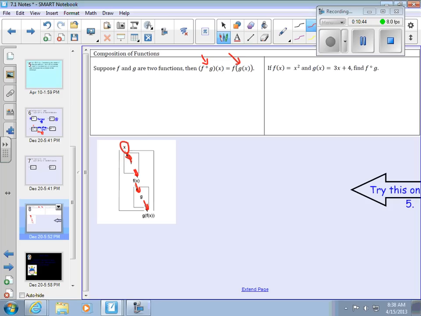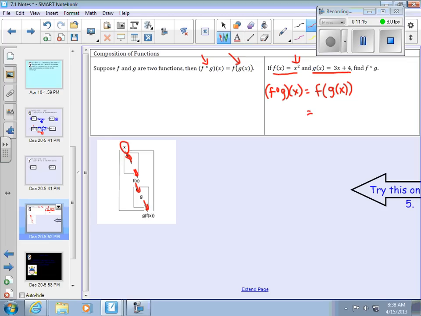They give us two functions, f of x equals x squared, g of x equals 3x plus 4. They want us to find what is f composed with g. So what this means, f composed with g at x, means what is function f, the first function, when you put function g inside of it. Okay, well let's start with function f. Function f, the one on the outside, is x squared, as you can see here.